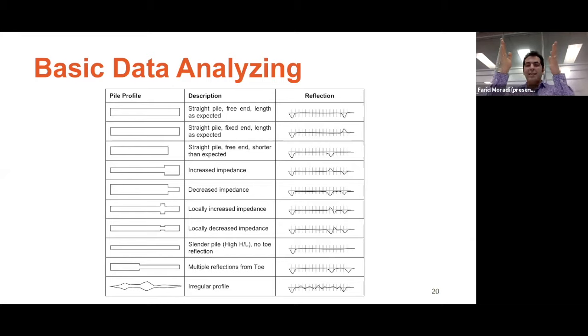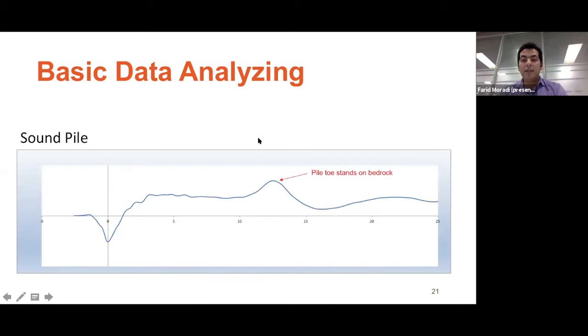Let's think about the necking effect. This profile analysis helps you localize the location of the neck. I wanted to show you a few examples of the pile integrity results from some projects that we collected. Going back to this one, the first peak is because of the impact. The second peak means that the pile, from an integrity perspective, was okay, and also stands on the rock.